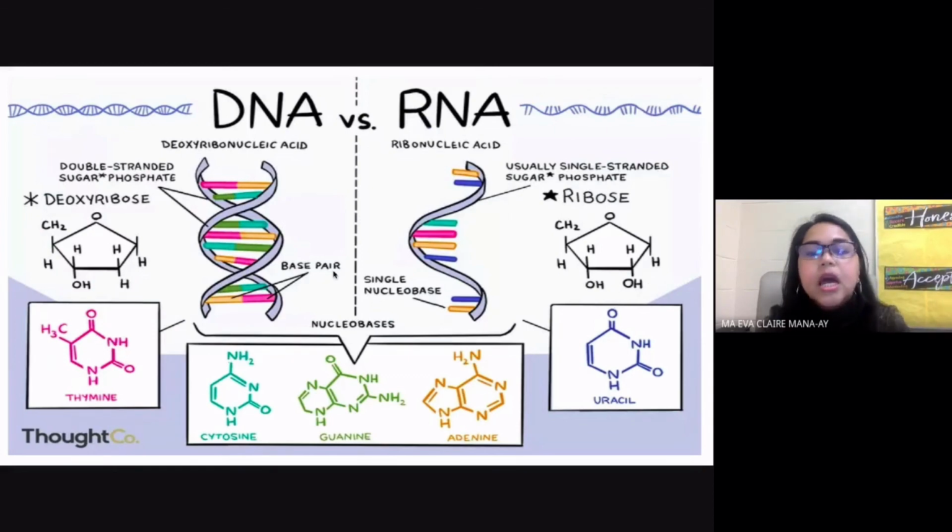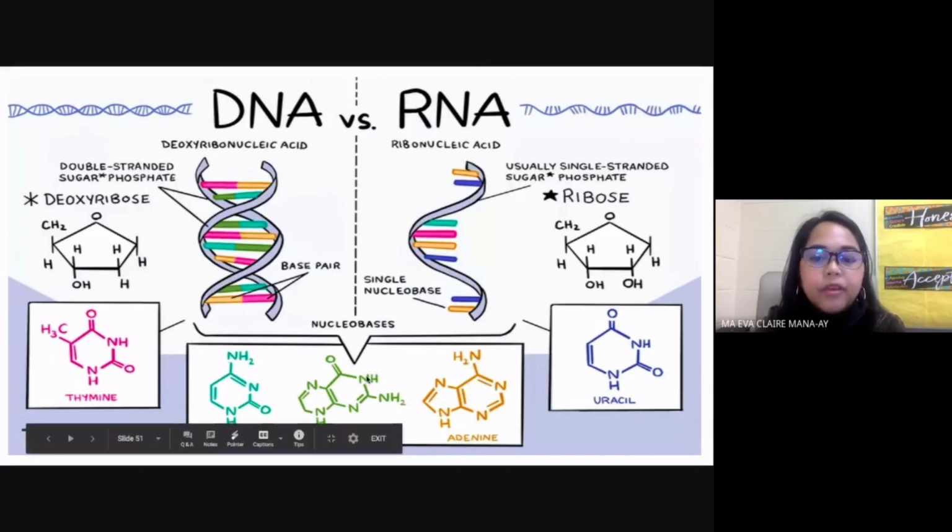Now, we've also talked about their differences in their N bases. Both of them have adenine, guanine, and cytosine. Both guanine and adenine are your purines, which means they are two-ringed. They have two rings. Your cytosine here is one-ringed. Both DNA and RNA would have cytosine, guanine, and adenine. But only DNA would have thymine, and only RNA would have uracil.